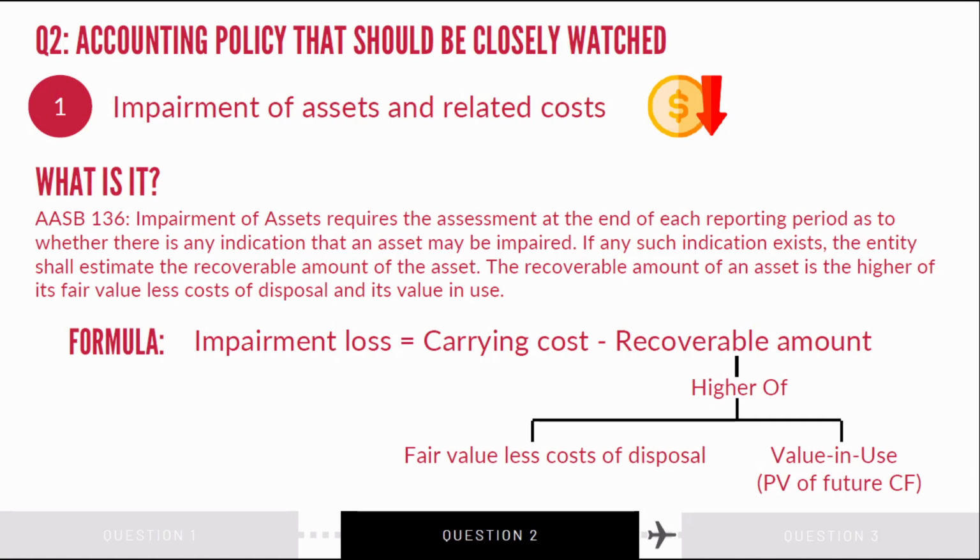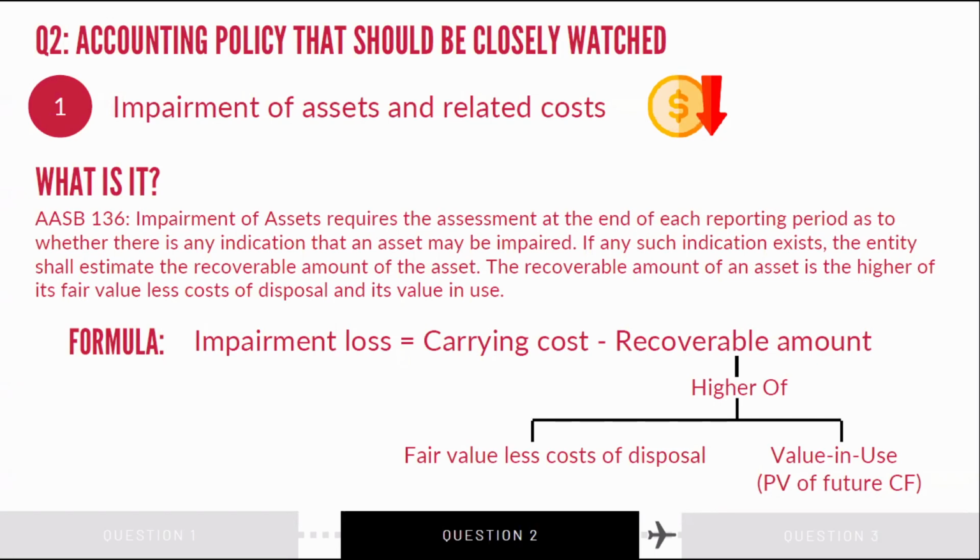In a short period of time, Qantas A380 aircraft valuation plummeted by the recognition of impairment loss on the aircraft. This also happened to Qantas' other assets. According to AASB 136, impairment of assets requires assessment at the end of each reporting period as to whether there is any indication that the asset may be impaired. And if such indication exists, the entity shall estimate the recoverable amount of the asset, and the recoverable amount of an asset is the higher of its fair value less cost of disposal, and its value in use.